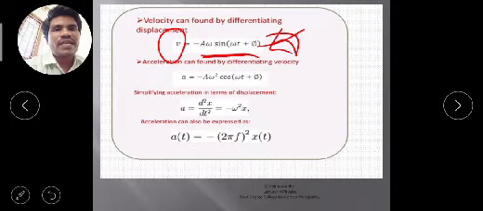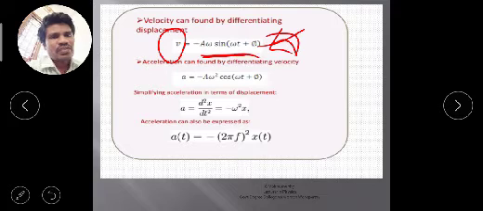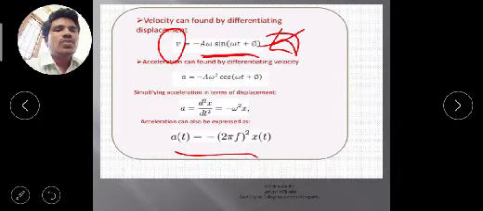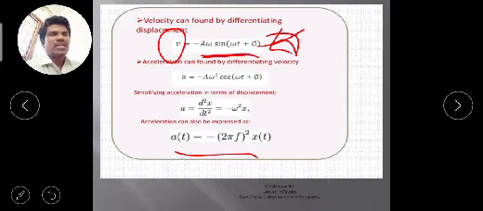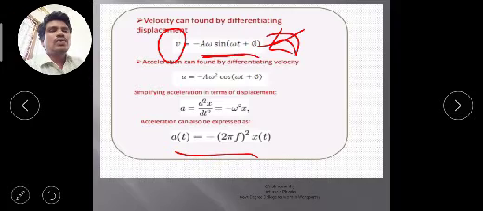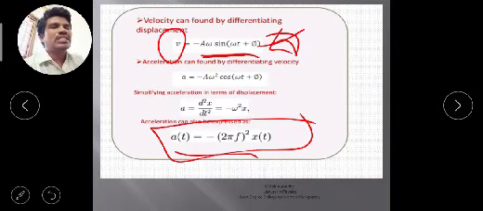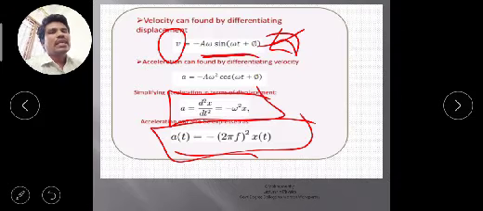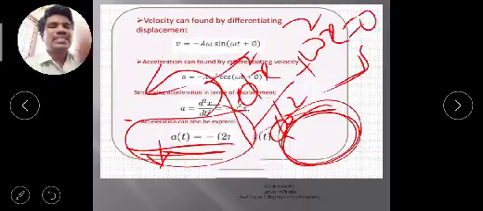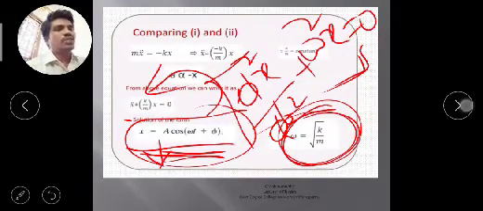Simplifying the acceleration in terms of displacement, we get a is equal to d²x/dt², which is equal to minus omega square x. So acceleration can be expressed as a(t) is equal to minus (2 pi f) whole square times x(t). Here x is the displacement with respect to t and f is the frequency. This equation also indicates the acceleration. So this is about the velocity, acceleration and displacement of simple harmonic motion.